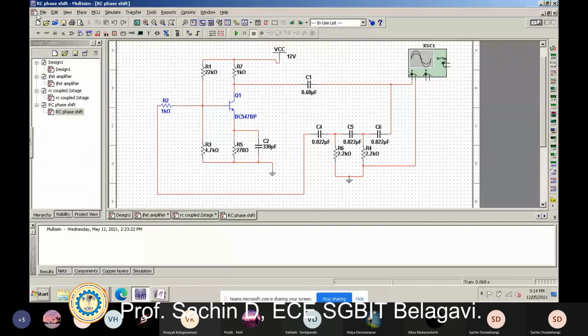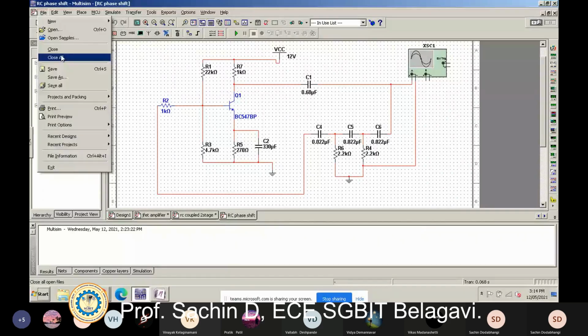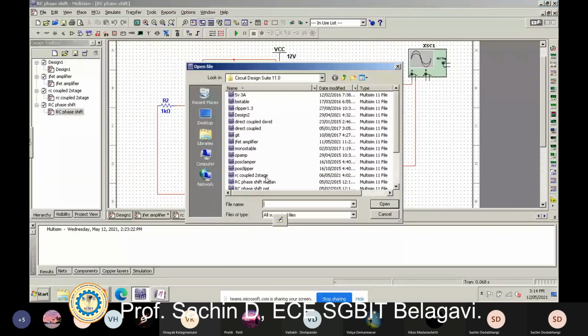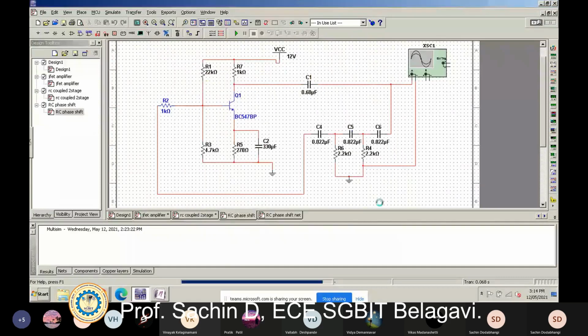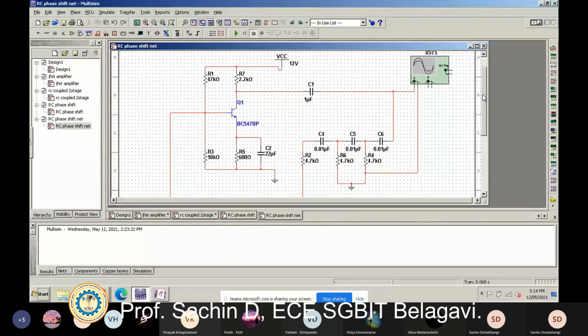Or else we can go with another one. Another one is there, I will open it. Okay, this is also the same. These two designs are for 1 kilohertz. Can you zoom it and check what is the C value? Can you tell what is the C value in RC phase shift? This is my RC phase shift, RC. This is my C. There are three capacitors, and three resistors. So what is the C value?